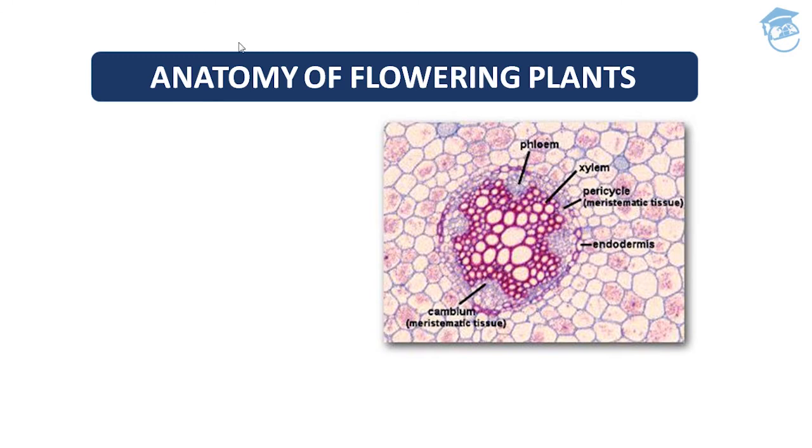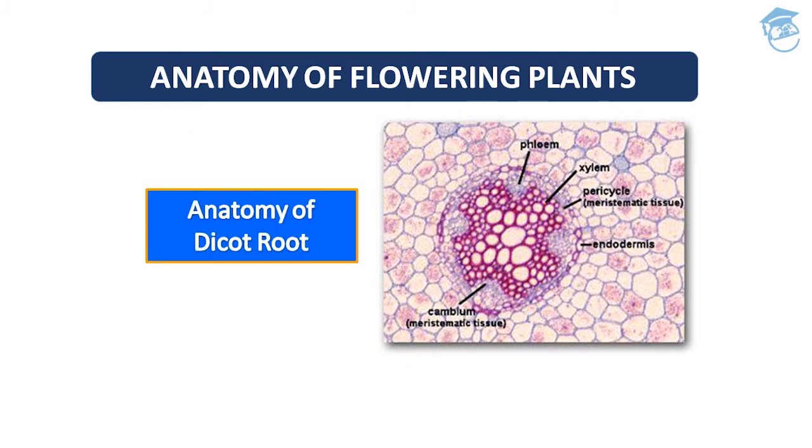My topic for the presentation is Anatomy of Flowering Plants. In this section of the video, we will be discussing the anatomy of dicot root. This is the sixth section of the chapter Anatomy of Flowering Plants. Flowering plants are also called angiosperms, students. So in this section we will discuss the anatomy, that is the study of internal form or features, of dicot root.